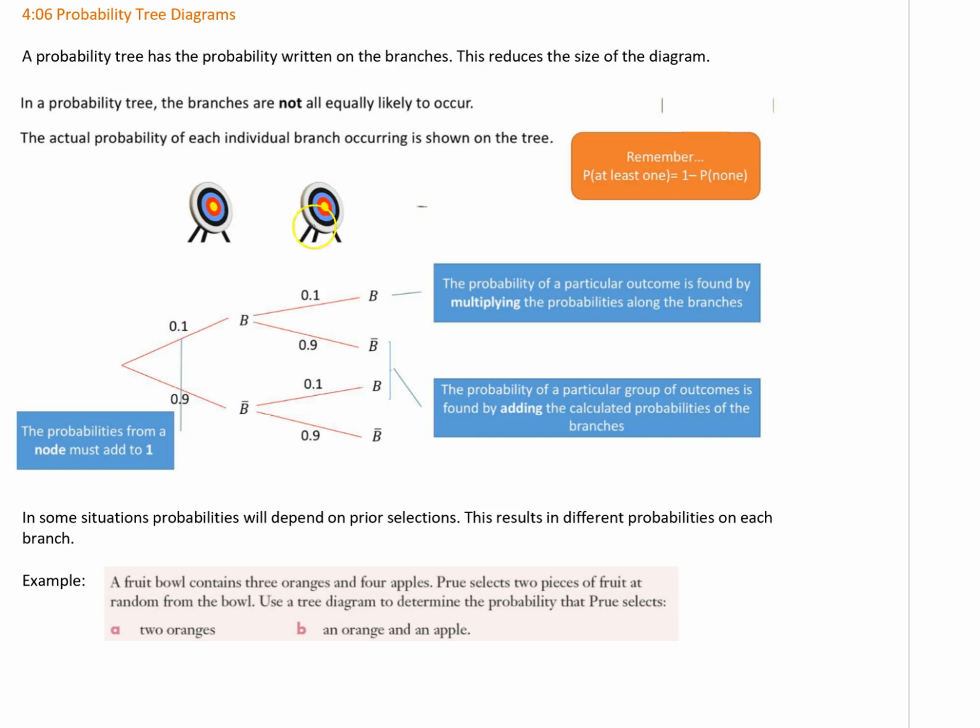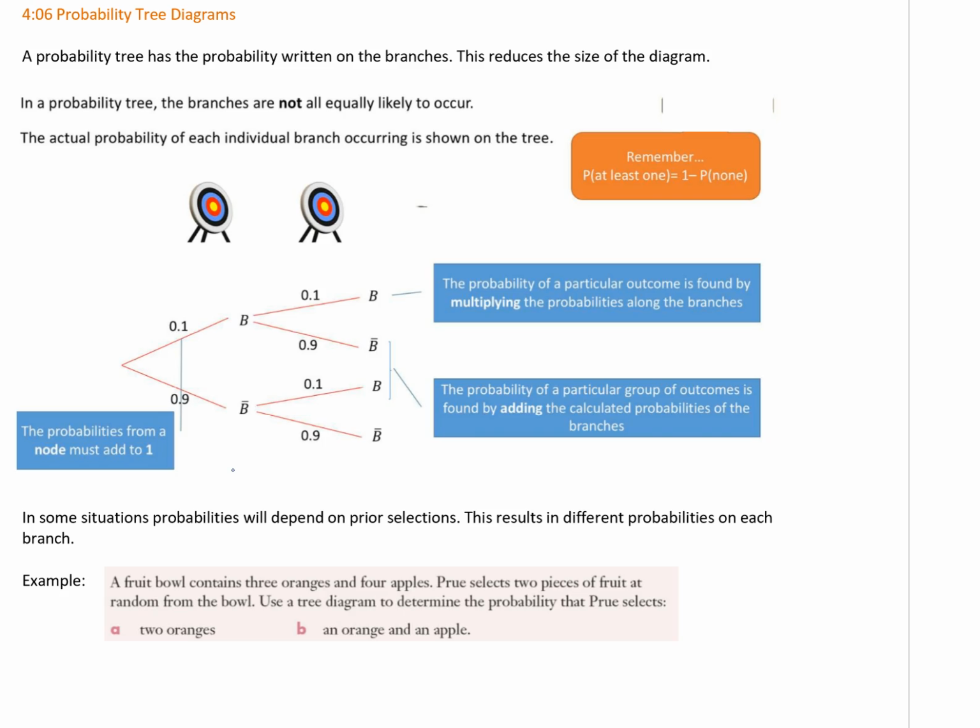So as you can see here, it's a situation about a target, and maybe B can represent actually hitting the bullseye, and then not the bullseye covers every other option. These probability trees are also really good for 3-4 child families, because we only have 2 possible options, a boy and a girl. They're also very good for when we're rolling a dice.